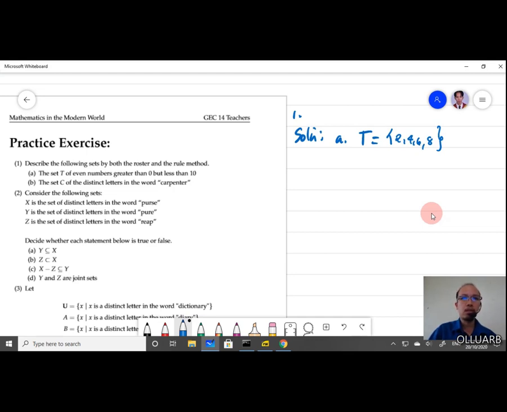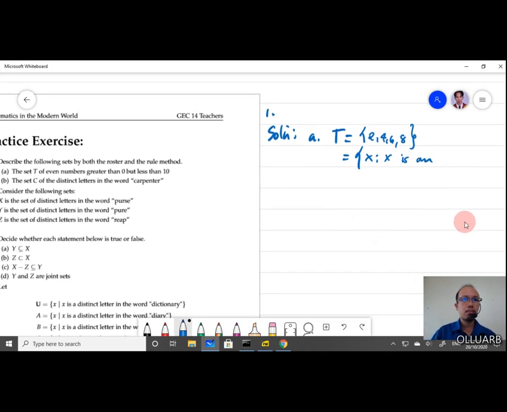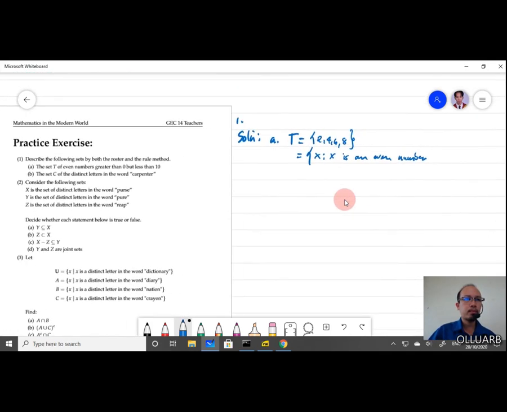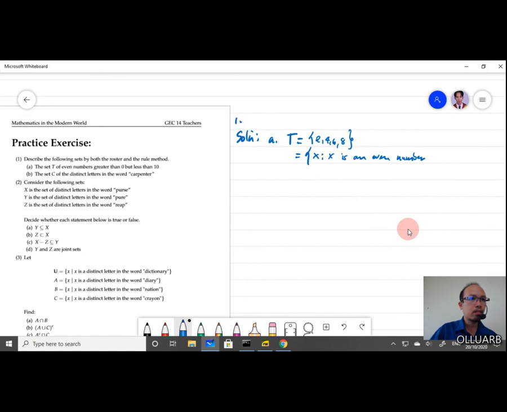For the rule method, we have the set of all x such that x is an even number greater than 0 but less than 10.